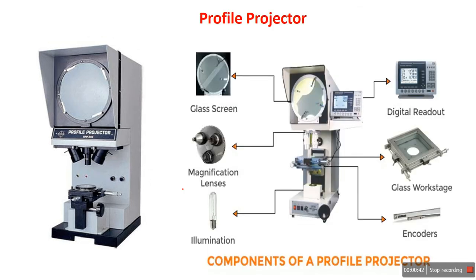Okay, before that we have to go through the components of the profile projector. During the demonstration we will also show and discuss the different parameters or components of this profile projector. This is the magnification lens, either 10x or 20x. These are the two micrometers, M1 and M2. For the component you have to measure, you keep it on this glass work stage, or we can say a work table, so we can adjust the movement of the glass table with the help of these two micrometers, M1 and M2.